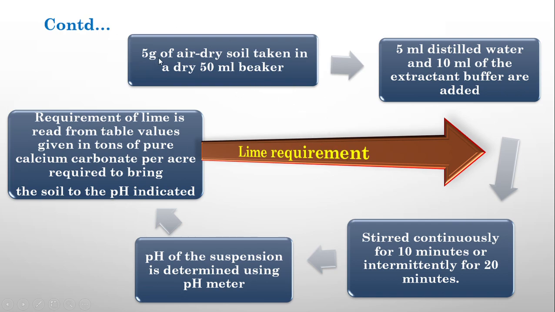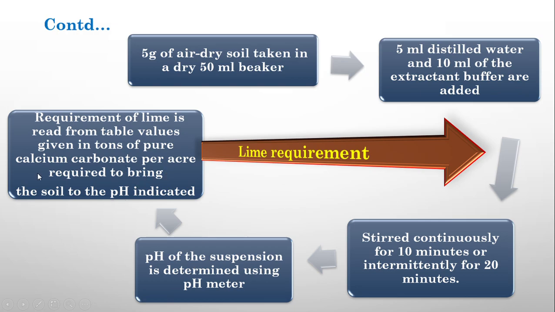You have to first take 5 gram of air dry soil in a dry 50 ml beaker. After that, 5 milliliter distilled water and 10 milliliter of extractant buffer are added. This is a kind of buffer. We will see it in practicals. So we will add these to this air dry soil, and we will stir it continuously for 10 minutes and intermittently for 20 minutes. After that, a solution will be formed here. The pH of this solution is measured by using that pH meter, which we have earlier discussed. And the requirement of lime can be read from a table. So corresponding to this pH value, the lime requirement will be there.